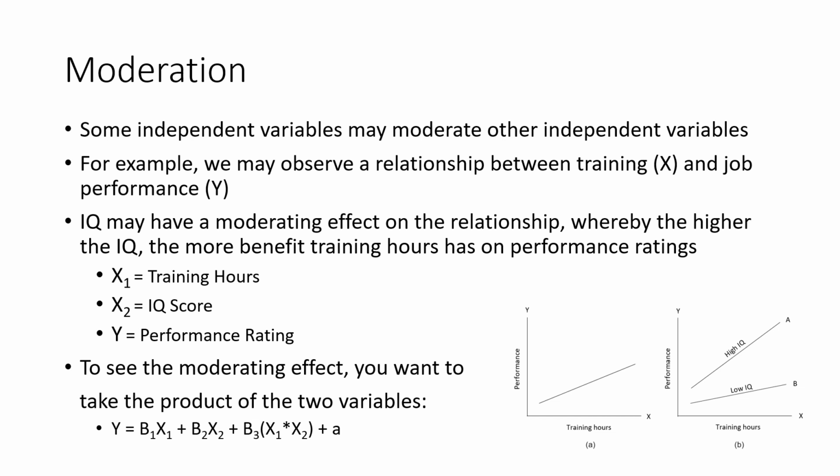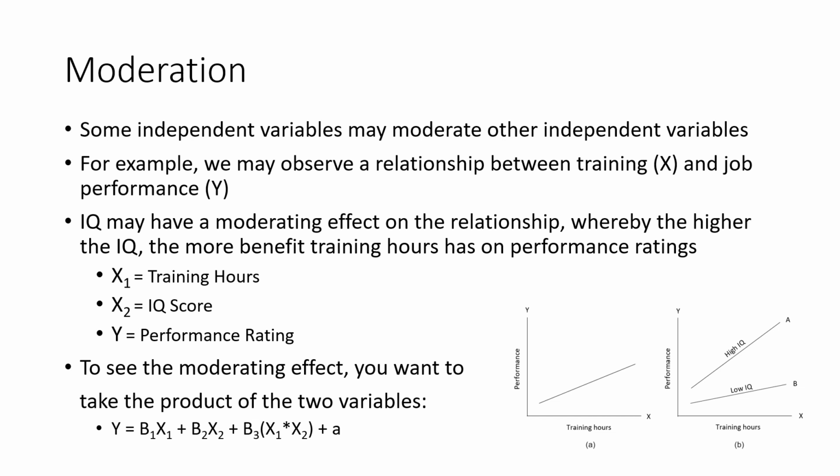And what you can take away from this graph in the bottom right-hand corner of the slide is that the relationship between training hours and performance is much stronger and steeper for people that have high IQs compared to when people have low IQs, right? So when you have a lower IQ, the relationship is still positive. You can see it slants slightly upwards, but the relationship is significantly more positive and stronger when you're dealing with high IQ individuals.